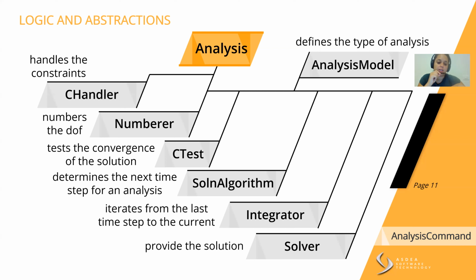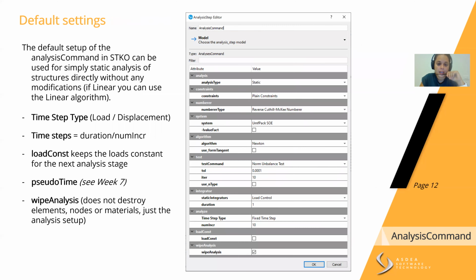Then we have integrators. It's what iterates from the last time step to the current time step. So it's what, let's say, moves your analysis forward. And then we have the solver. So how is your solution provided? I cannot go into details on this today, and also maybe I need to prepare more. So prepare your questions, because I'm sure everybody has some on this, and we have a lot on the forums about it.